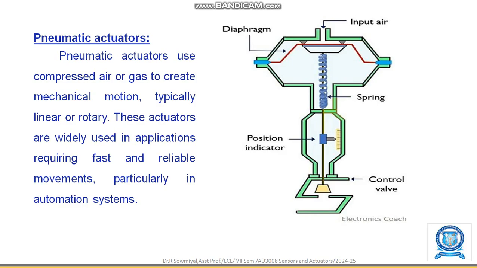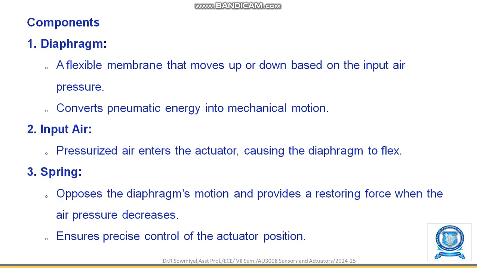Now let us see the pneumatic actuators. Pneumatic actuators use compressed air or gas to create mechanical motion, typically linear or rotary. These actuators are widely used in applications requiring fast and reliable motions, particularly in automation systems. Components: diaphragm, a flexible membrane that moves up and down based on the input air pressure. It converts the pneumatic energy into mechanical motion.